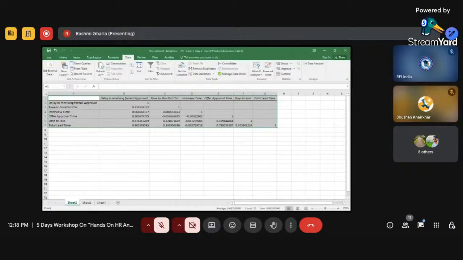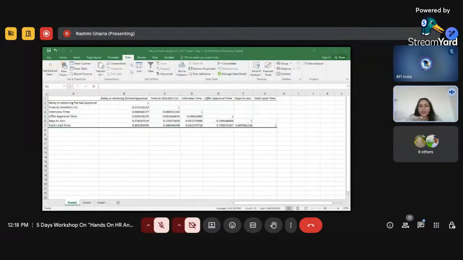Yes, ma'am. All of you know how to interpret the correlation table also? Yes, ma'am. Okay. So now if you see this table, this total lead time, and these all are our independent variables, right? Delay in receiving approval, time to shortlist CV, interview time, offer approval time, and days to join. Is this slide visible? Yes.